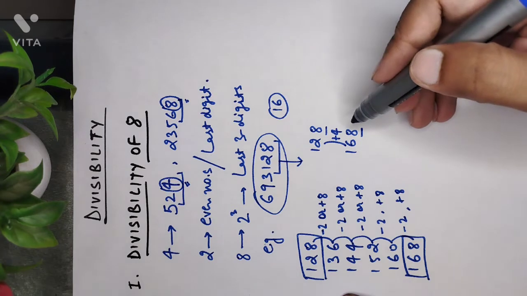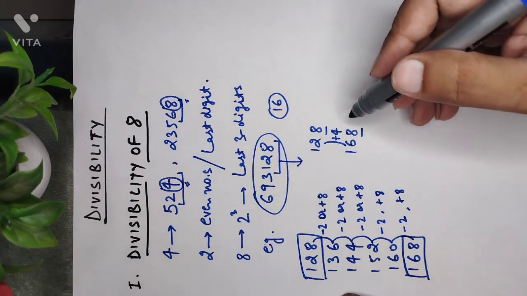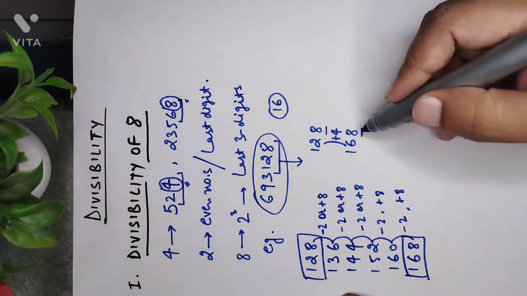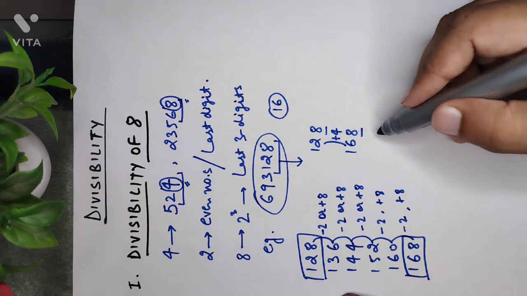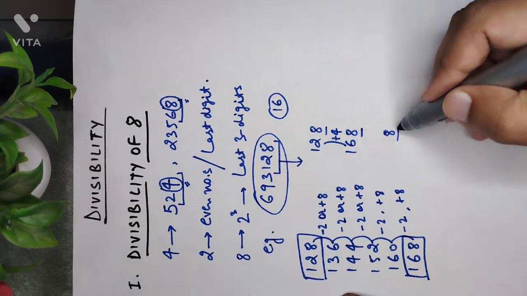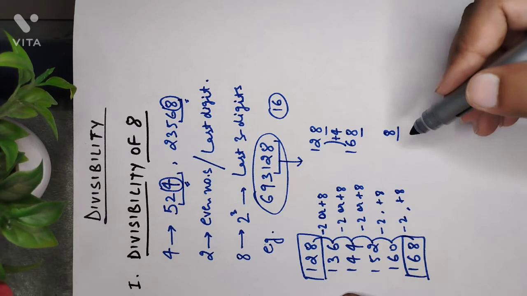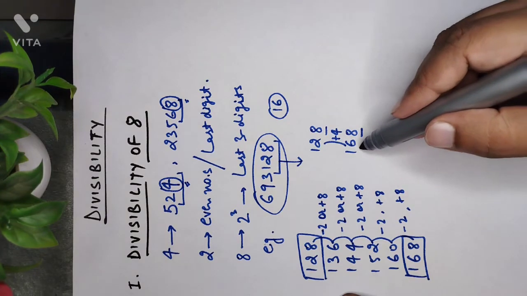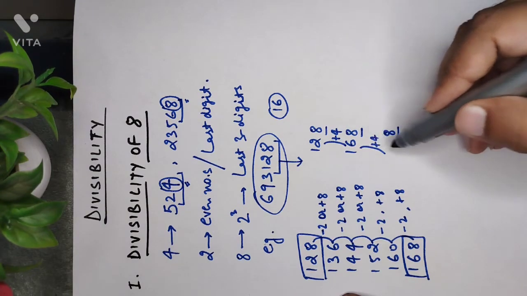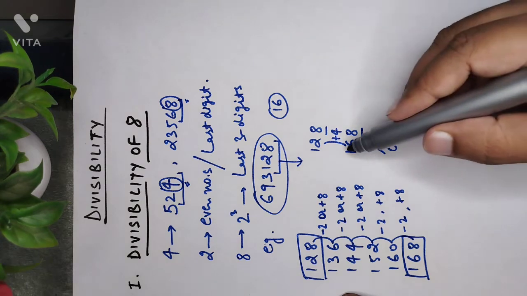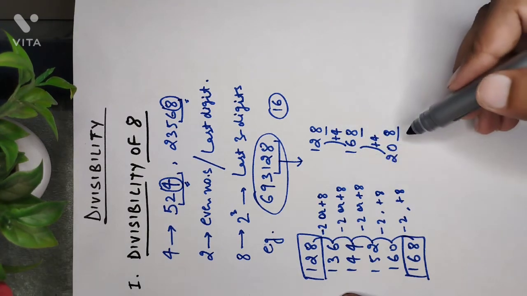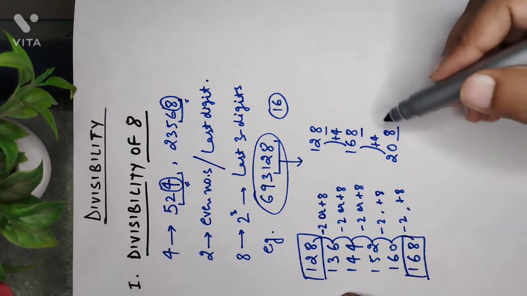Similarly, if I have to write one more number that is divisible by 8 by keeping this unit digit intact, then I can add 4 more in this. 6 plus 4 is 10, 0, carry over 1, it will be equal to 2. So you can just see this pattern.